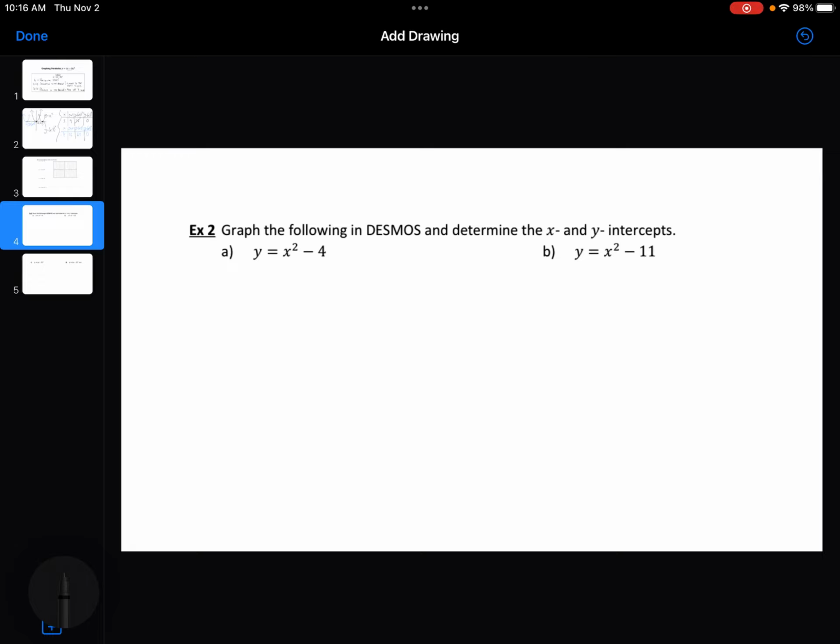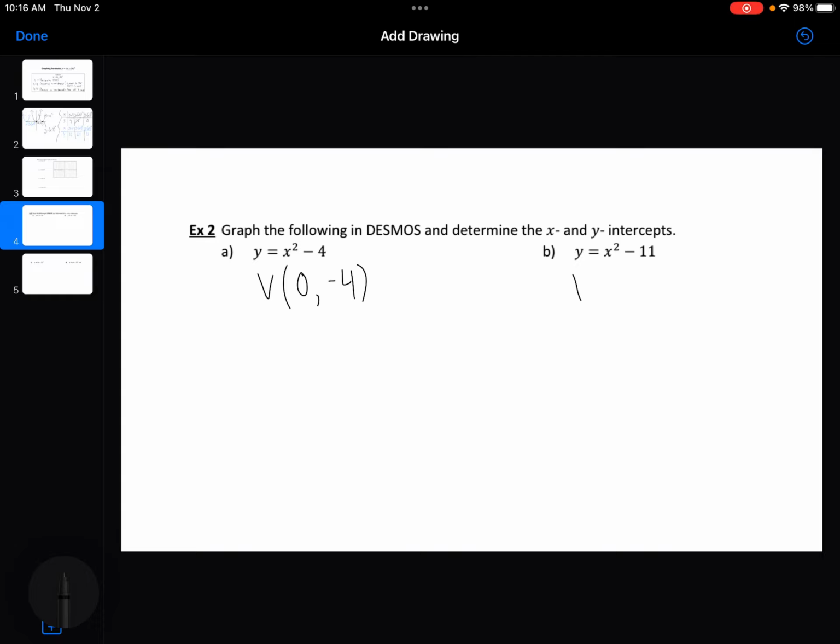So it says graph the following using Desmos and determine the X and Y intercepts. So if we were to do that, we would have a very similar thing to what we just had. So what we're going to do is we'll do this in class, and I want you to understand that I can show you my vertex here. We've moved this down 4. We haven't moved left or right. So my vertex here is going to be 0 and -4.